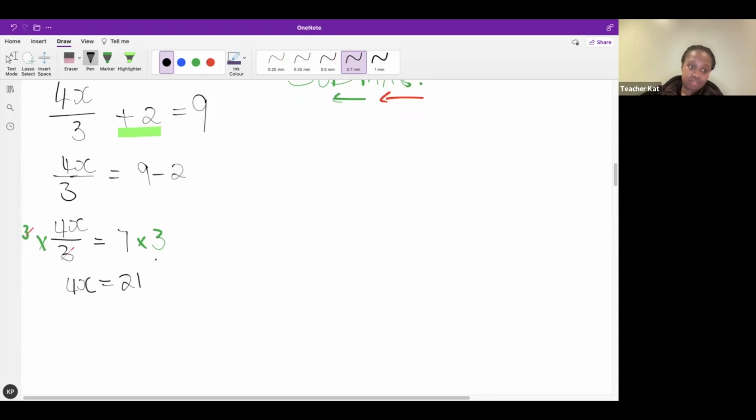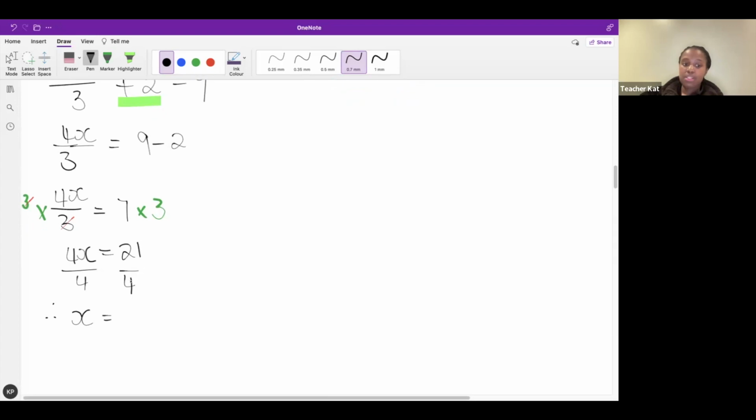What's next? Divided by 4. Therefore, x is equal to 21 divided by 4, but let's make it a mixed fraction. How many times is 4 going into 21? 4 into 21 is 5, and my remainder is 1 over 4.